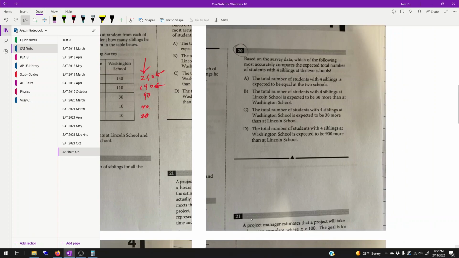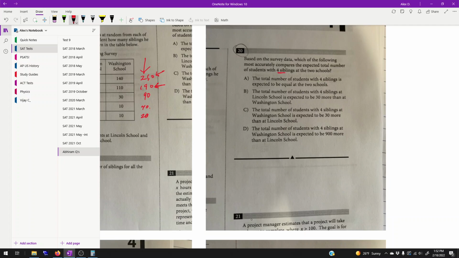Based on the survey data, which is following. So another survey question. These seem to be giving the students some trouble. These were submissions from a student here. So another survey. Remember, surveys are just kind of logic puzzles. Which of the following most accurately compares the expected total number of students with 4 siblings at the 2 schools?